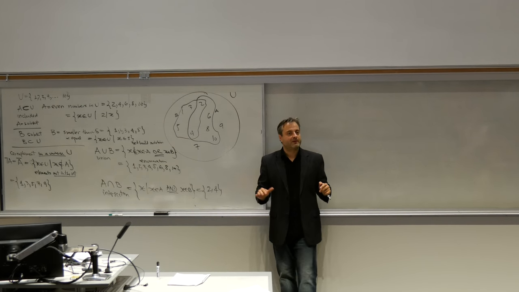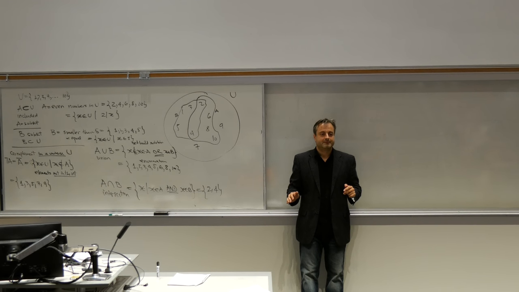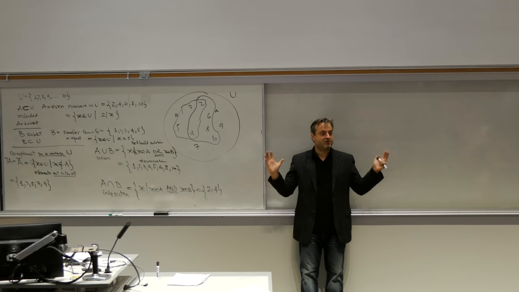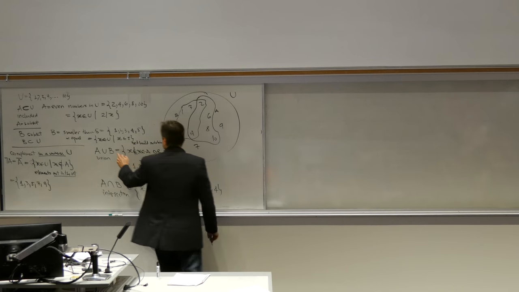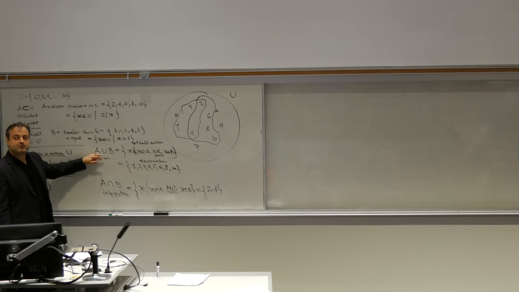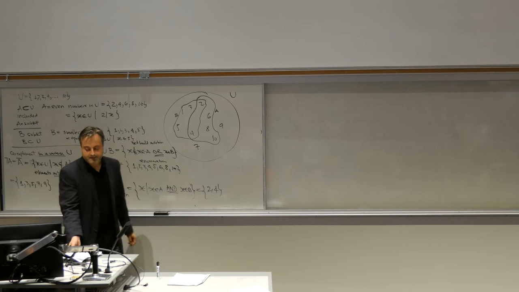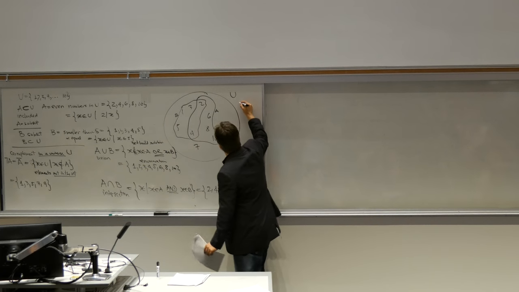What if the universe is all the people on Earth? That would be a very different complement. The complement of this class, if the universe is all the people on Earth, will be the other 7 billion people that are not in this class. So when you talk about complement, you have to be very clear what the universe is. That is not necessary for union and intersection. If I tell you I'm making a union between this class and, I don't know, the algorithms class, we don't need to know what the universe is. It's everybody who's in either this class or that class, whatever the universe. But for complement, the universe is necessary. Okay? So this has a name. This is called a Venn diagram.